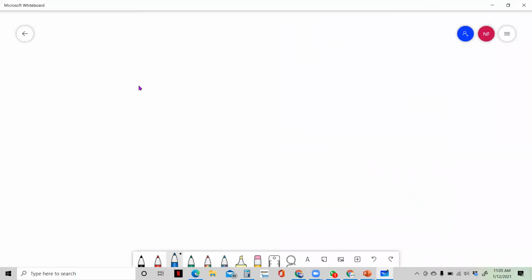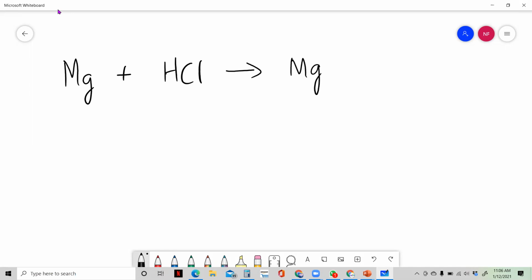So let's write that down now. The reaction here is magnesium reacting with hydrochloric acid. We know this reaction because we just did acids and bases. An acid reacts with a metal to form a salt and hydrogen gas. So if I am reacting it with hydrogen chloride, what salt am I producing? Magnesium chloride. Very good. So I'm producing magnesium chloride and hydrogen gas.